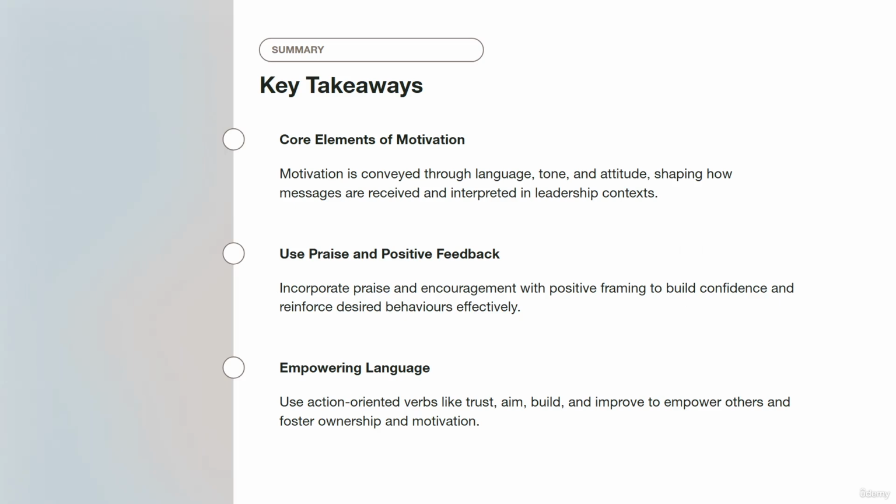Key takeaways. Core elements of motivation are language, tone, attitude, shaping how messages are received and interpreted in leadership contexts. Use praise and positive feedback. Incorporate praise and encouragement with positive framing to build confidence and reinforce desired behavior effectively. Empowering language. Use action-oriented verbs like trust, aim, build, and improve to empower others and foster ownership and motivation.